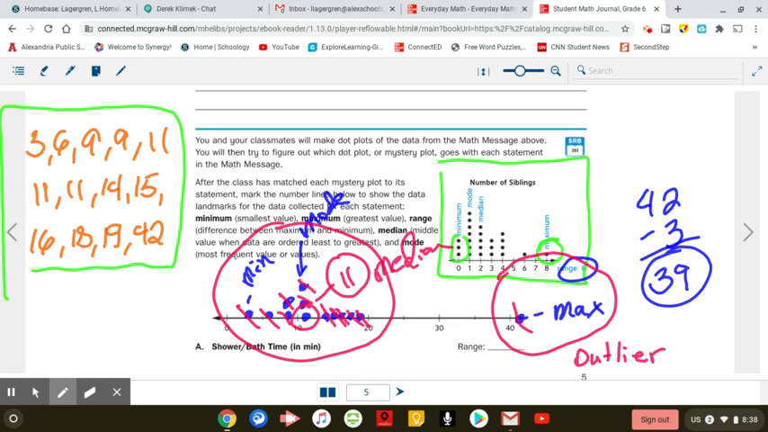Some bonus information for you. Hope that helps with your dot plots and data landmarks.